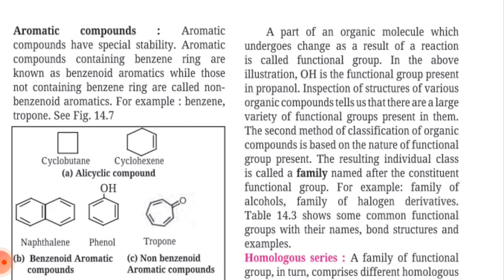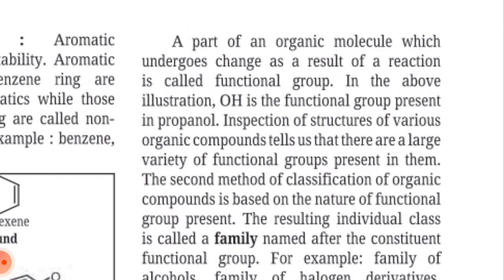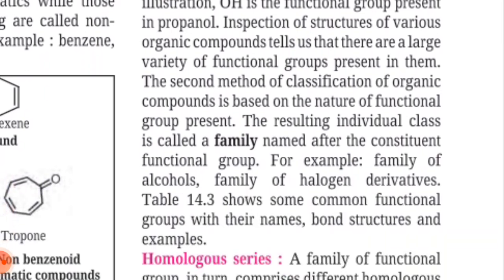A part of an organic molecule which undergoes change as a result of reaction is called a functional group. In the above illustration, OH is a functional group present in propanol. Inspection of the structure of various organic compounds tells us that there is a large variety of functional groups present in them. The second method of classification of organic compounds is based on the nature of functional groups present. The resulting individual class is called a family, named after the constituent functional group. For example, family of alcohol, family of halogen derivative.